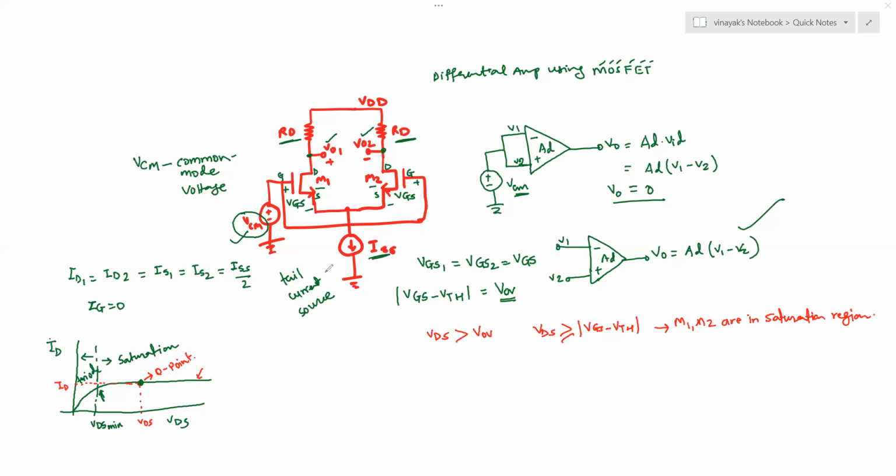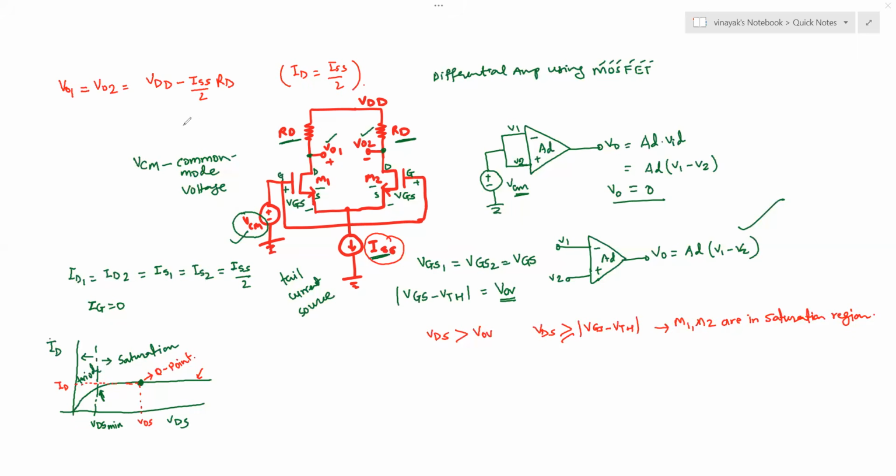And they act as current sources, and then you have this tail current source, and the voltage VO1 or VO2 can be written as VDD minus ISS by 2 multiplied by RD. Remember, your ID is equal to ISS by 2, and that's your ID.